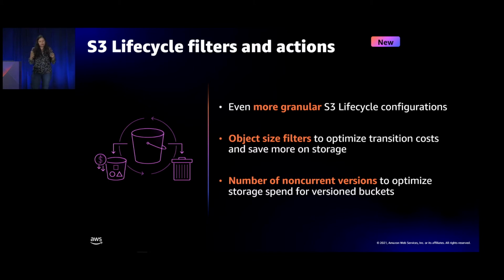The second announcement was the number of non-current versions for versioned buckets. Here you can save costs by deleting old or non-current versions of an object by, say, after 5 days when there are at least 2 newer versions of the object. This allows you to have additional versions of your objects as you need, but saves you costs by transitioning or removing them after a given period of time.